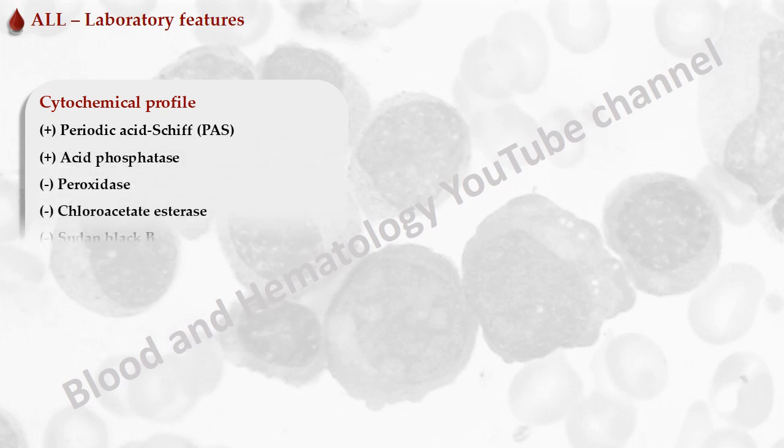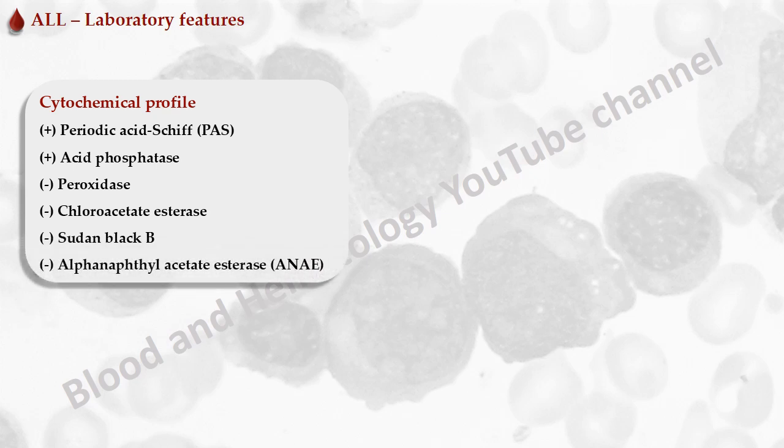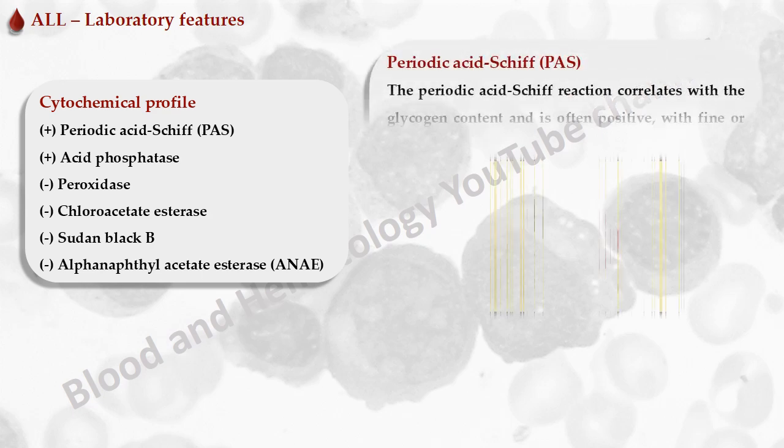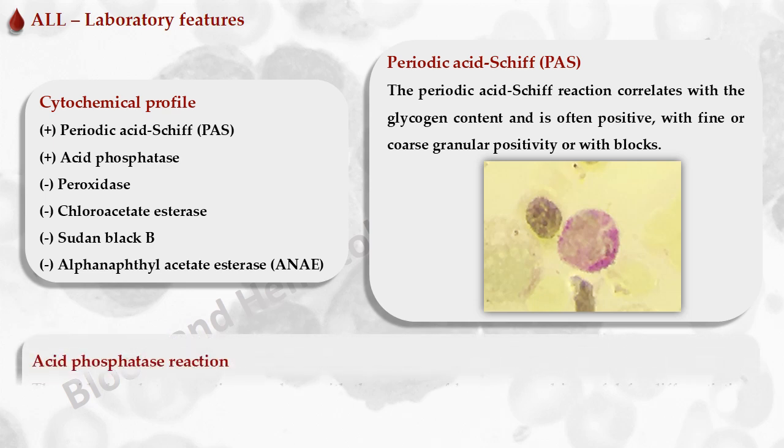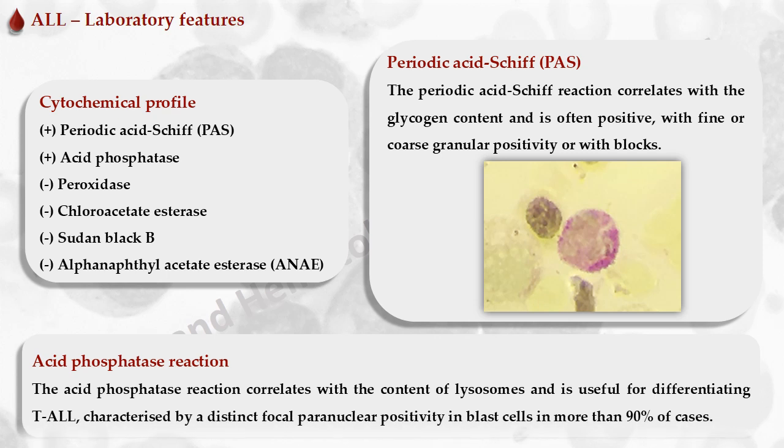They are negative for the cytochemical reactions identifying myeloblasts: peroxidase, chloroacetate esterase, and Sudan black B, and for fluoride-sensitive alpha-naphthyl acetate esterase. The periodic acid Schiff reaction correlates with the glycogen content and is often positive, with fine or coarse granular positivity or with blocks. The acid phosphatase reaction correlates with the content of lysosomes and is useful for differentiating T-ALL, characterized by a distinct focal paranuclear positivity in blast cells in more than 90% of cases.